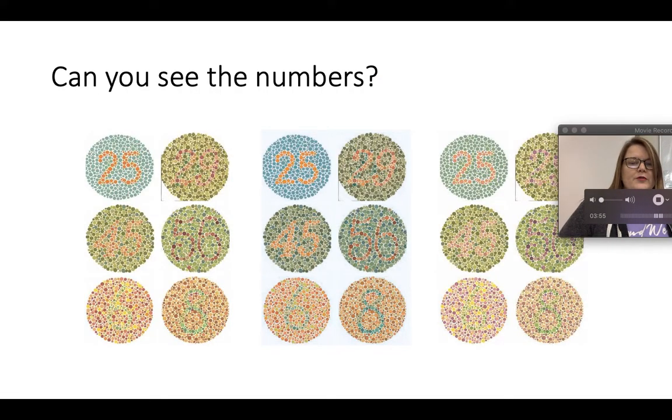Can you see these numbers? If you cannot, you might have some degree of color blindness.